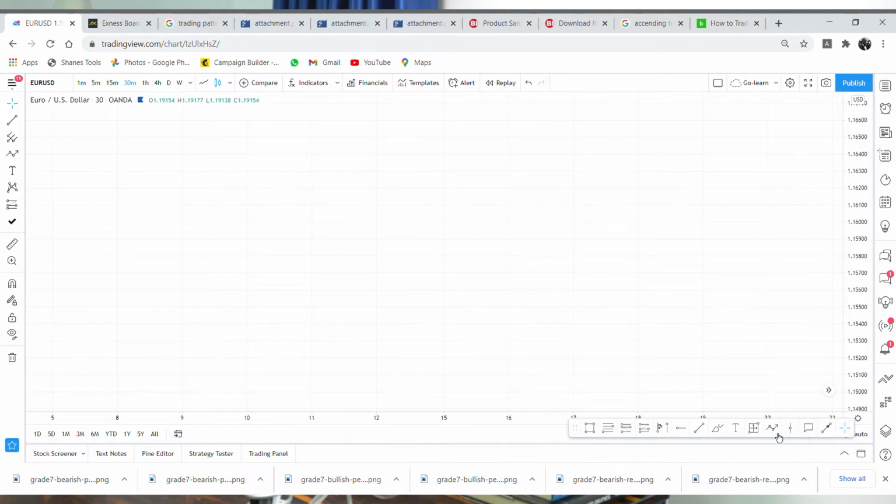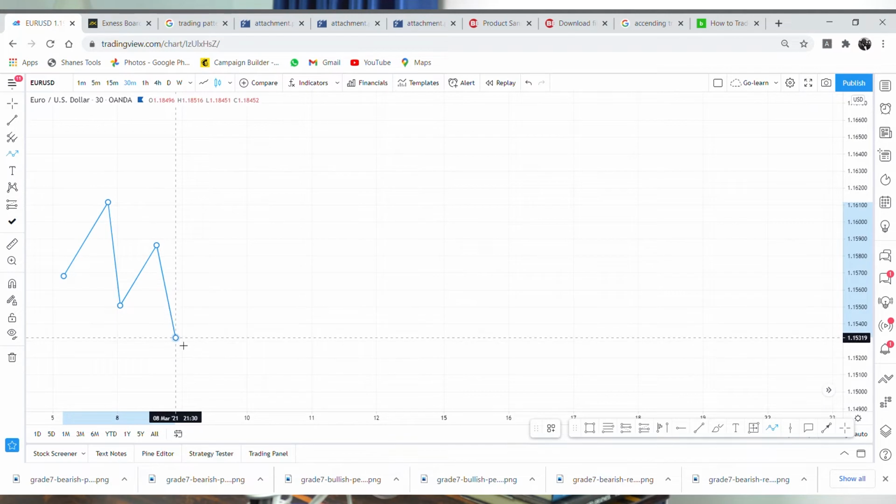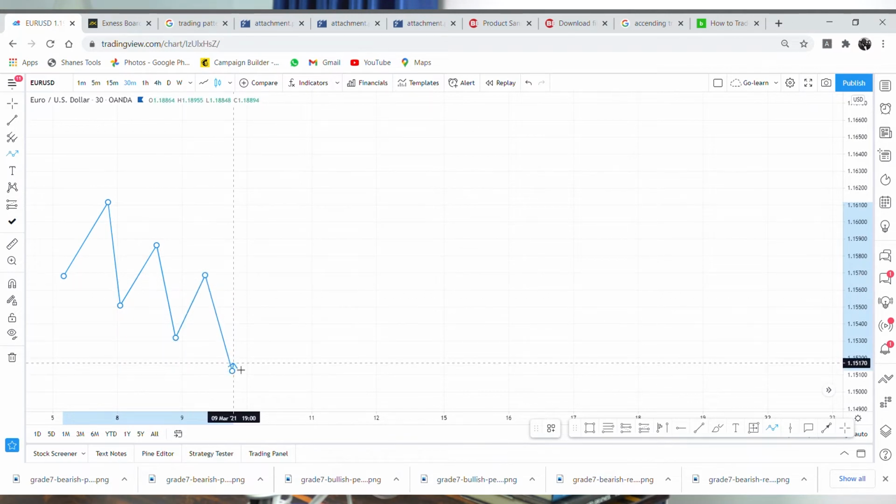Now, this is an SMS, a shift in market structure. All right, now watch this. Let's say the market is in a downtrend, making lower highs and lower lows, lower highs and lower lows. Now watch. This is the difference.